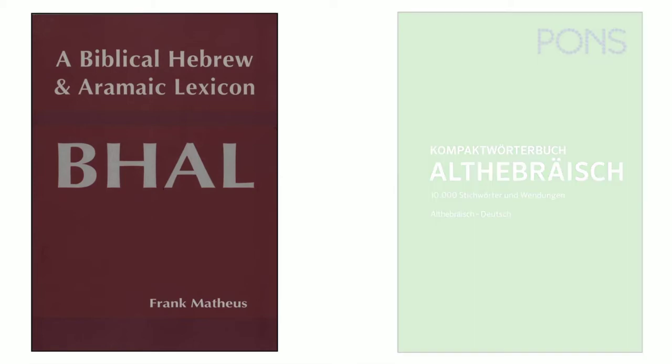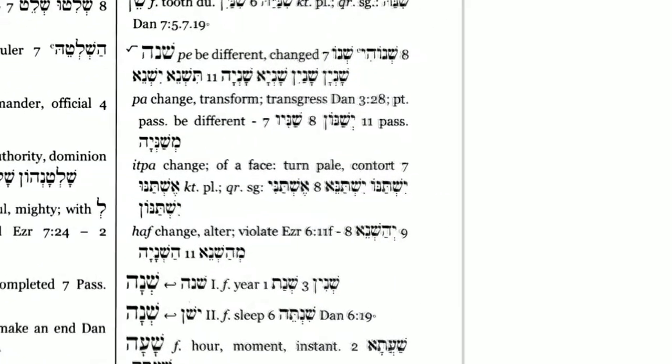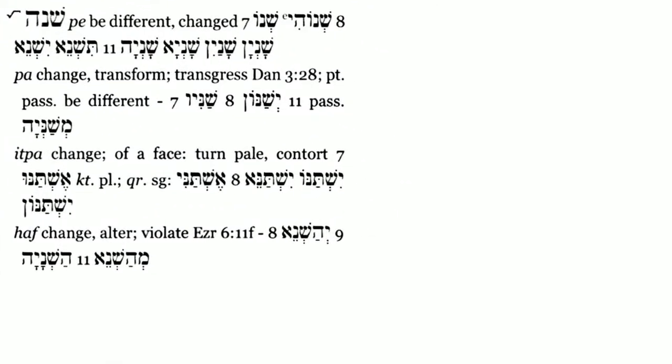And like many lexicons, you turn to the back to get to the Aramaic, and here's the entry for shin, nun, he. At the top, you see pa'al, be different or changed. Remember that? And you see 7, 8, and 11 as keys to these various forms. For now, let's just keep in mind that we're going to ask that question, what are those numbers for, and continue. Under that, you see pa'el, the PA, and there's the change, transform, transgress, and Daniel 3:28 is specifically mentioned, as well as a passive participle meaning of being different, and then there's that 7, 8, and 11 again, right? And then under that, it, pa'al, and hafel.